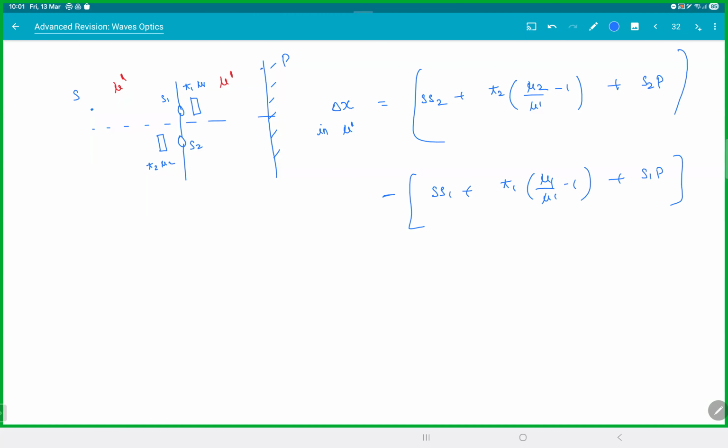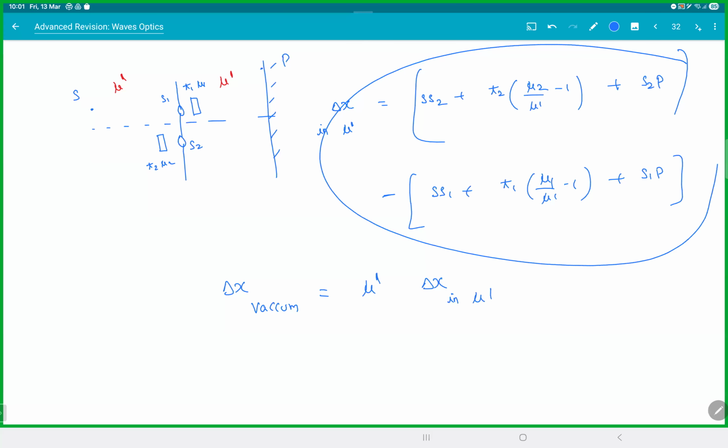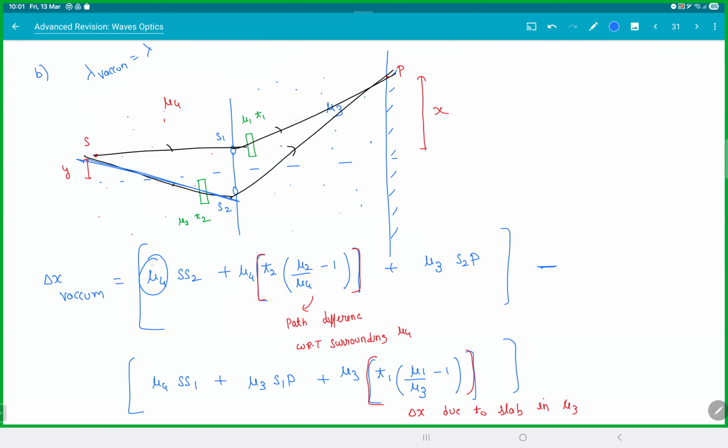This is delta x in mu dash. So if you want to convert this to delta x in vacuum, you must multiply by mu dash. Means if I multiply this whole formula with mu dash, I will get the path difference in vacuum. Understand? And if you multiply by mu dash, now you can see the six terms. Please understand these six terms. I'll give you a minute. Have a look at the six terms. If you got this, you actually understood a lot of concepts.